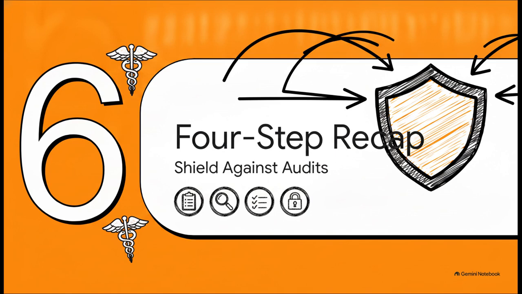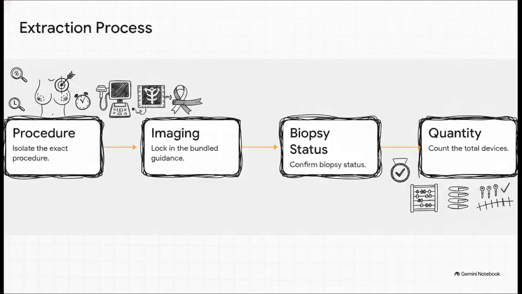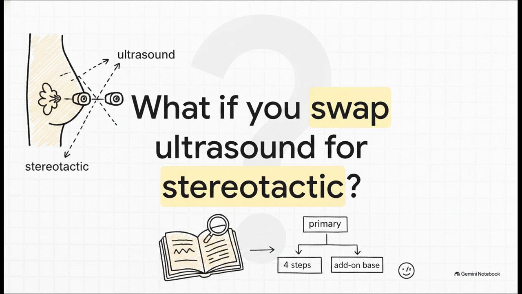Let's do a quick 4-step recap to lock this all in as your ultimate shield against audits. Always, always follow this strict path. Step 1. Isolate the procedure type. Step 2. Lock in that bundled imaging guidance. Step 3. Confirm the biopsy status to absolutely prevent unbundling. And Step 4. Count your device quantity to properly assign your primary and add-on codes. If you stick to this clinical pathway, you'll easily strip the chaos out of any operative report that crosses your desk. Now, before we wrap up this explainer, I've got a quick challenge to help you practice your new framework.